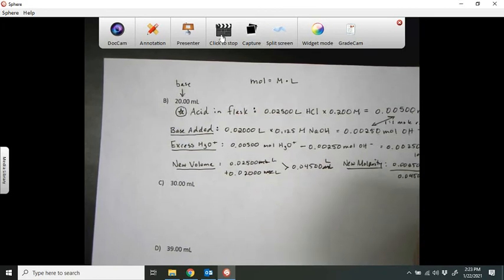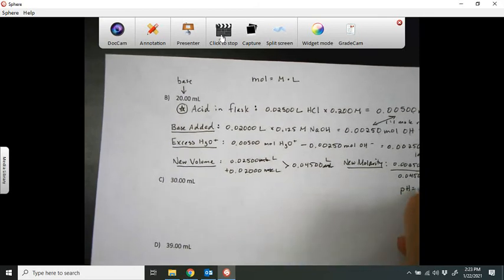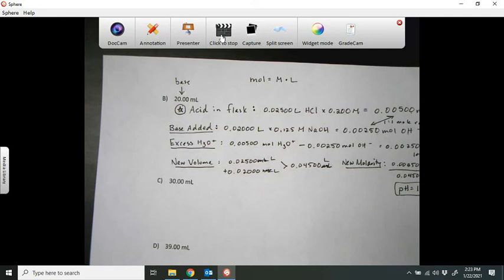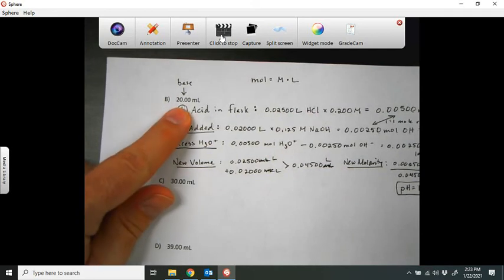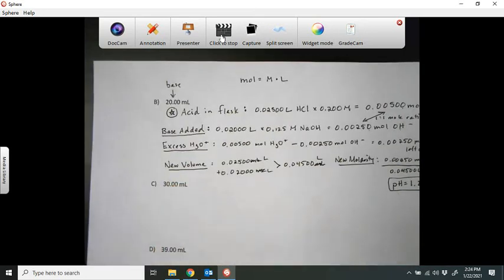0.0556 molar H3O plus. We take the negative log of that and we get a pH equal to 1.25. So the pH has gone up from 0.699 to 1.25 even after we added 20 milliliters of base. Our next video is going to look at a couple more of these.